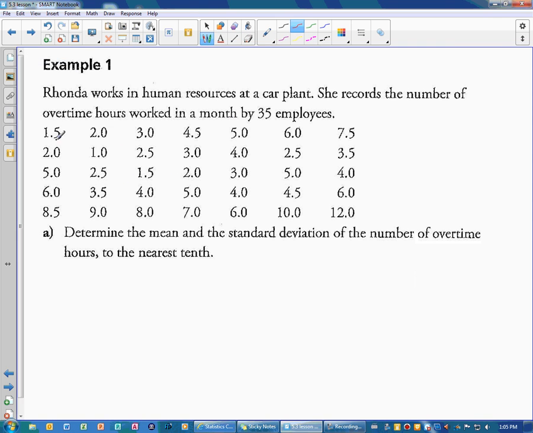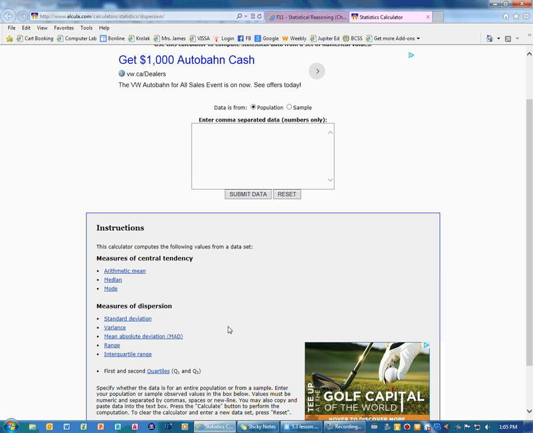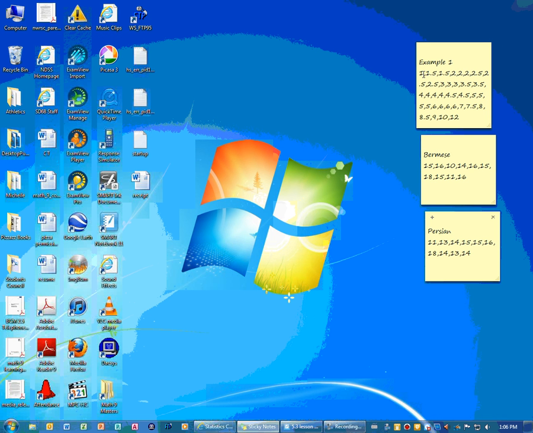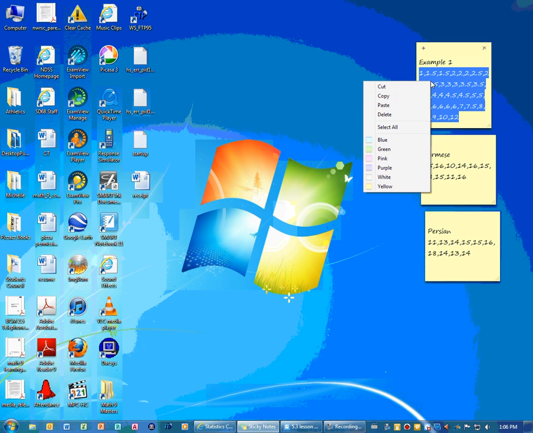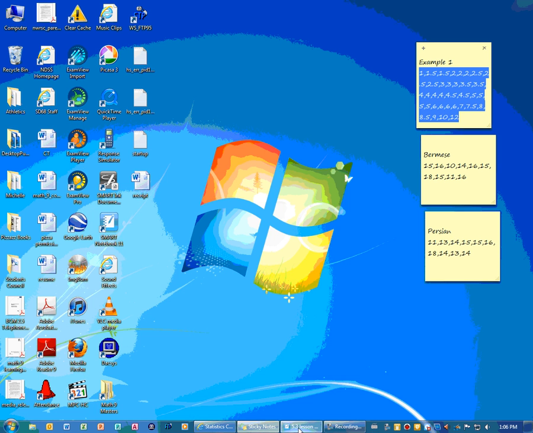What I want you to do is type every single one of these numbers into this calculator, and then we just press submit data. Below here, it gives us the mean. It also gives us the standard deviation. In preparation for this video, I went ahead and typed all the hours in this little sticky note. I'm going to copy and paste just to save time. So that's all the data from here.